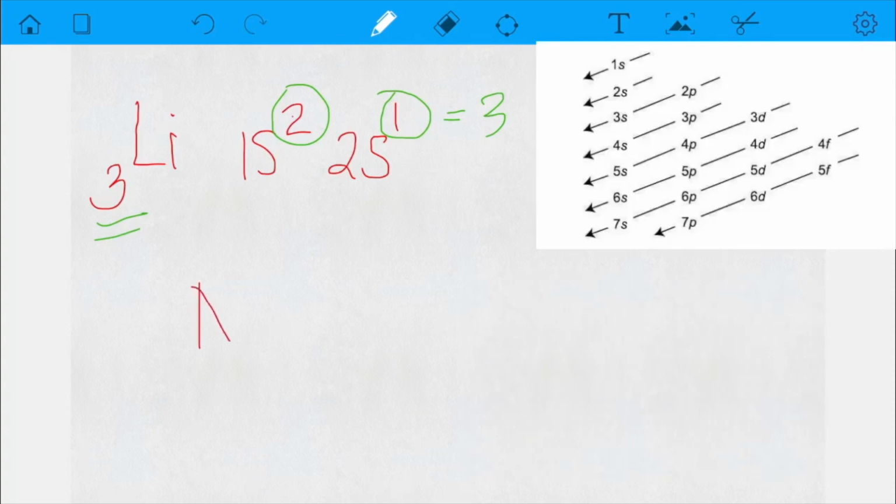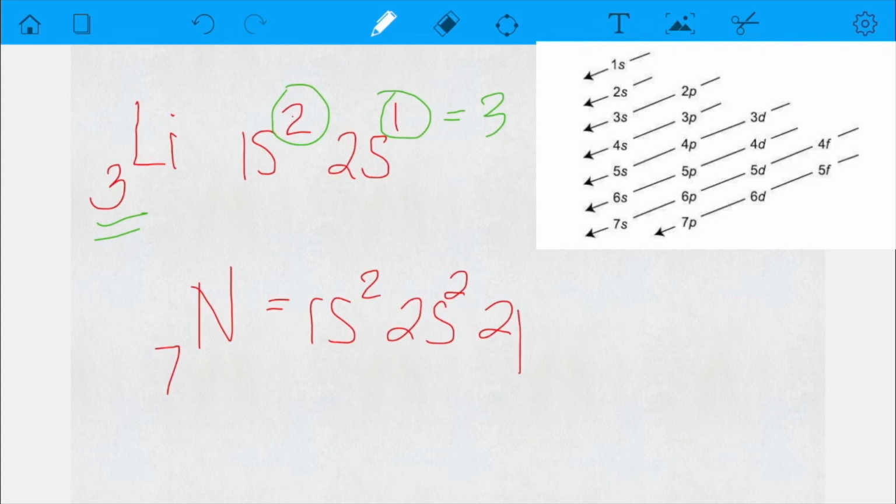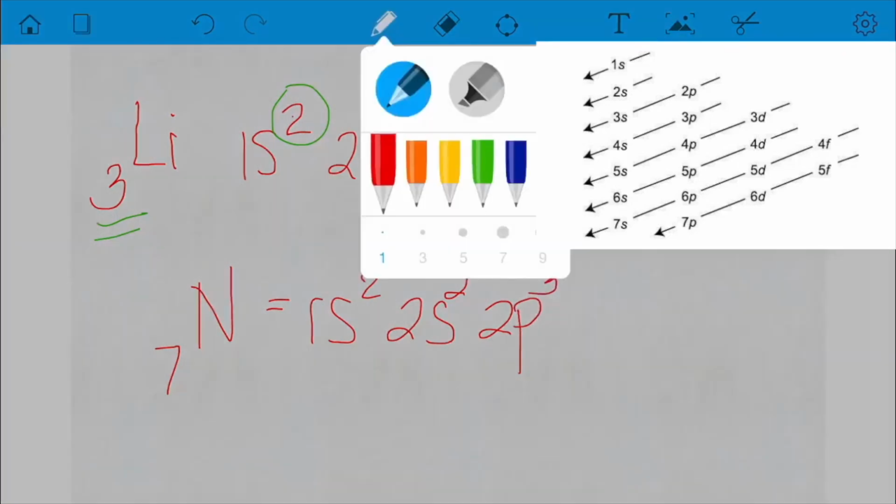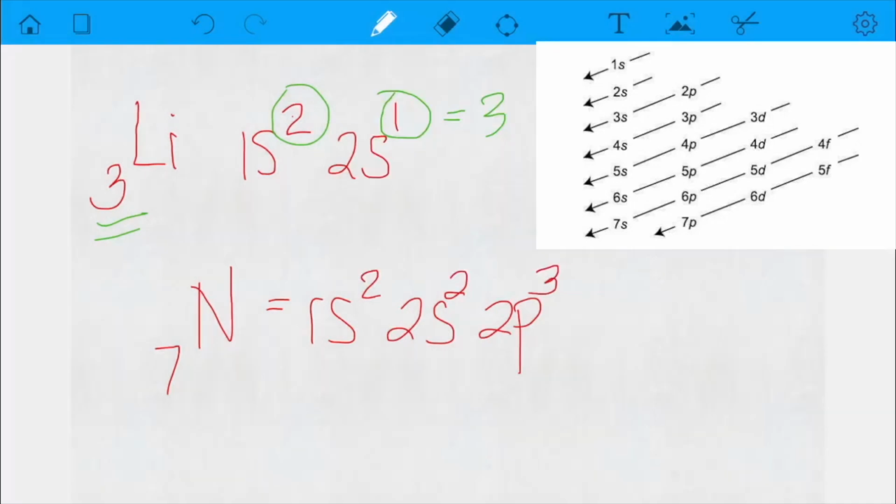Okay, so let us take another example, N7. Then we write, following the Aufbau principle of building up, 1s2, 2s2. Then it will be followed by 2p3, completing the sequence of the electronic configuration. Then we count the number of electrons given. 2 plus 2 plus 3 is equal to 7.